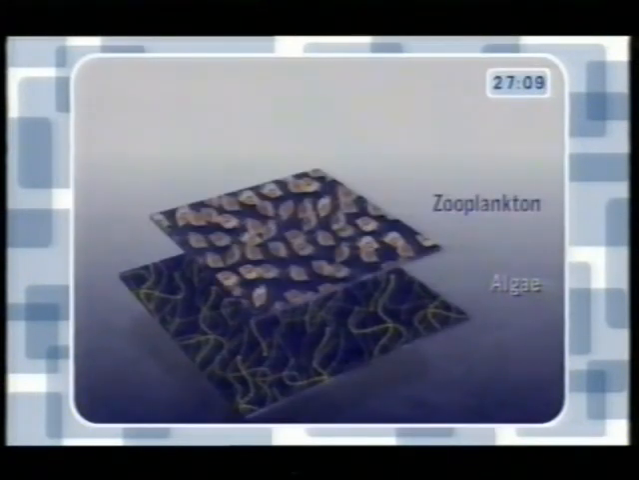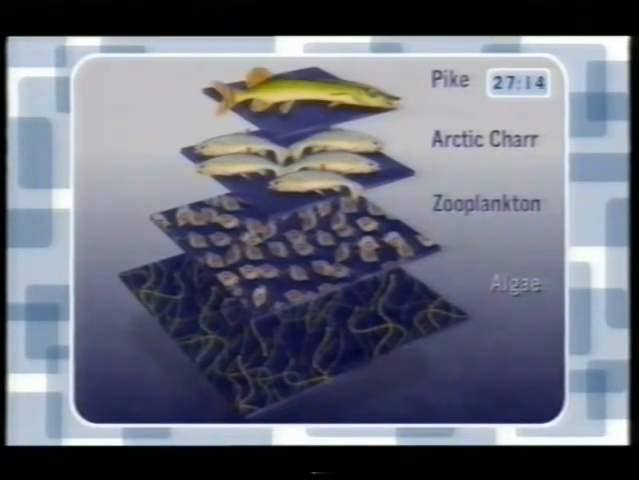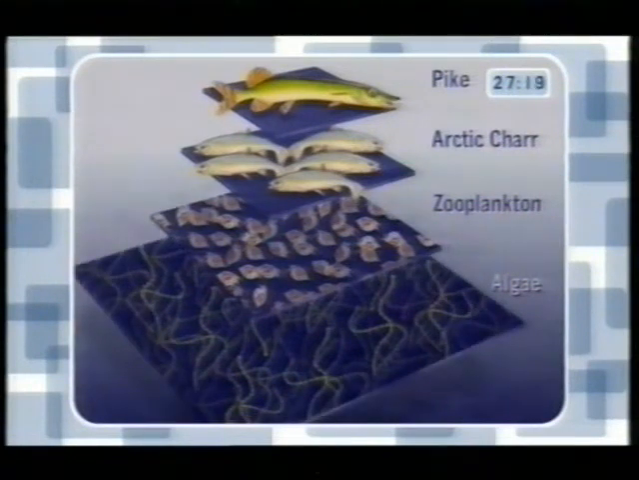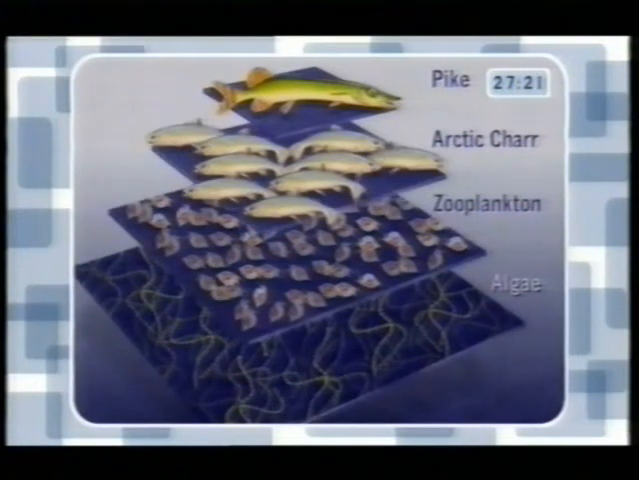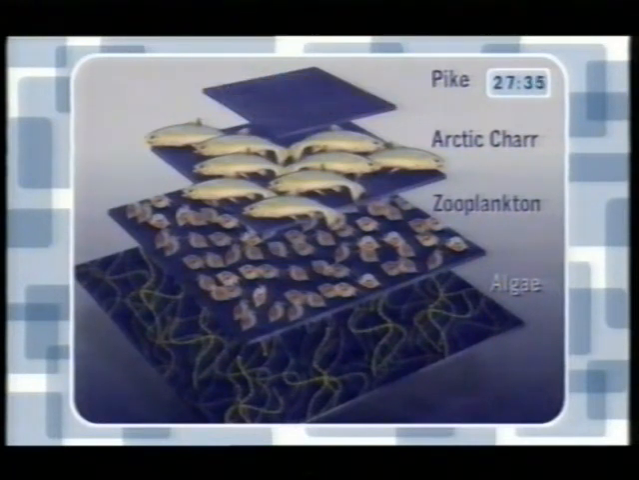Here's the pyramid of numbers for this marine food chain. So how can the number of char be increased? If there were more algae, there would be more zooplankton and more Arctic char. But a huge increase in algae only gives a few extra char. Another way is to start at the top. If there were no pike to eat the Arctic char, their numbers should increase.